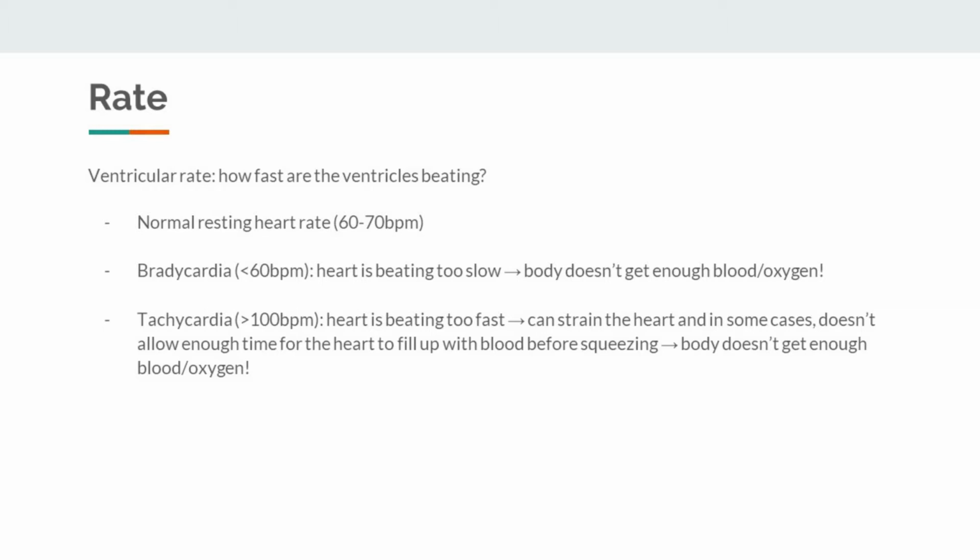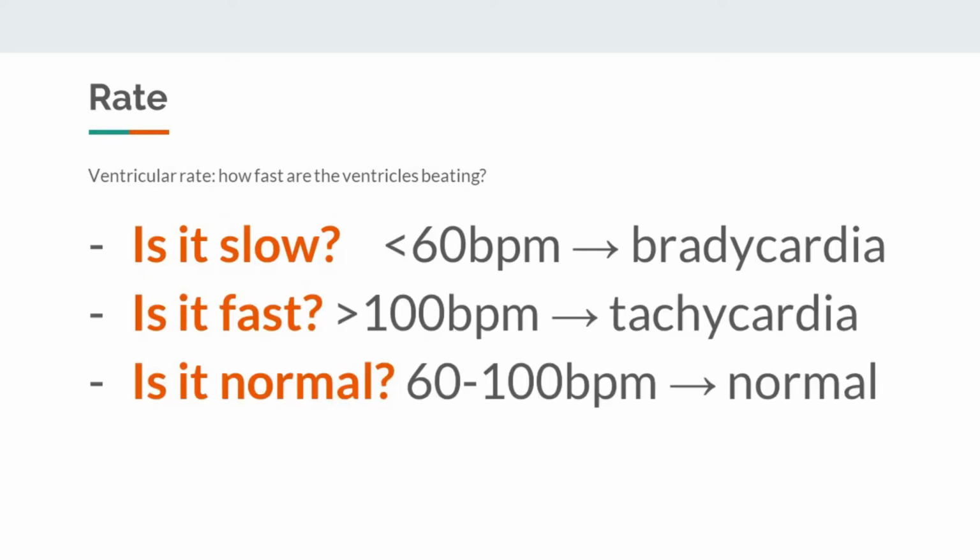Bradycardia is a slow heart rate where the heart is beating less than 60 beats per minute, and tachycardia is a fast heart rate where the heart is beating greater than 100 beats per minute. If the heart beats too slowly, it won't be able to deliver the blood and oxygen that the body requires. But when the heart beats too quickly, the ventricles will contract before they've had the time to fill up with blood. So while the heart may be beating very quickly, very little blood is actually being pumped out. Again, the body won't receive the blood and oxygen that it needs, and patients will begin to exhibit various symptoms. To summarize rate, it can simply be broken down to: is it slow, is it fast, or is it normal?